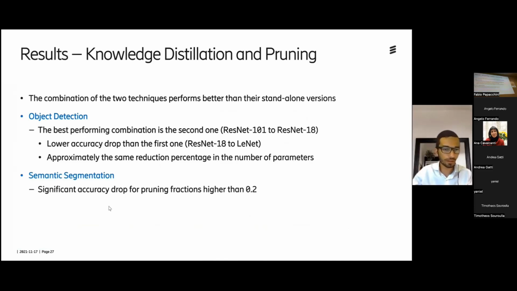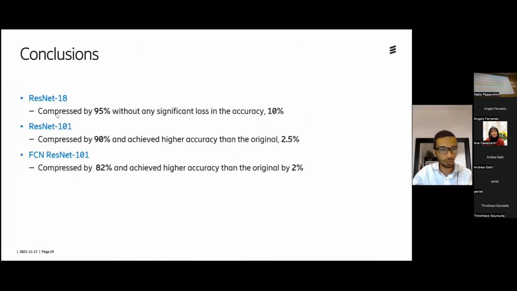And in semantic segmentation, as I said, there was a significant accuracy drop for pruning fractions higher than 0.2. And some conclusions: we managed to compress ResNet 18 by 95% without any significant loss, 10%. ResNet 18 by 90% and have a higher accuracy. And ResNet 101, FC and ResNet 101, we compressed it by 82% and we had accuracy higher than the original one. And at this point, it's worth mentioning that the accuracy drop depends on the application.